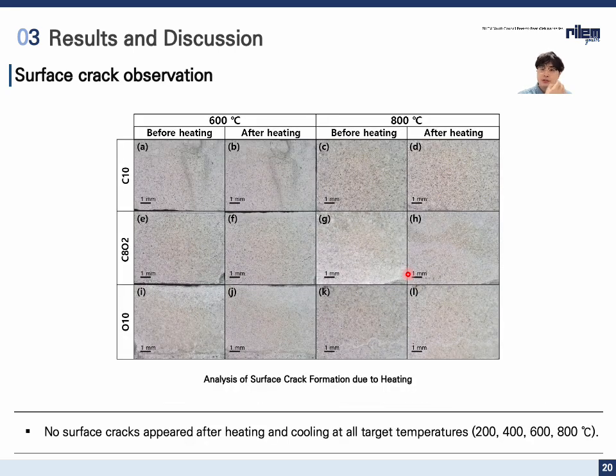So this slide illustrates the surface crack observation on cement paste samples before and after heating at 600 degrees Celsius and 800 degrees Celsius. The visual analysis clearly shows that C10, C802, and O10 do not show significant surface cracks, even after heating and cooling cycles at these elevated temperatures. The absence of surface cracking indicates the high thermostability of the carbonatable binder matrix, suggesting the matrix undergoes uniform shrinkage. They shrink uniformly, so they do not make very visible cracks.